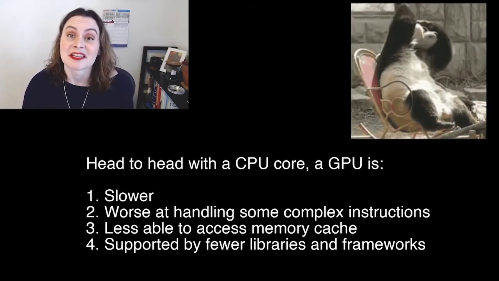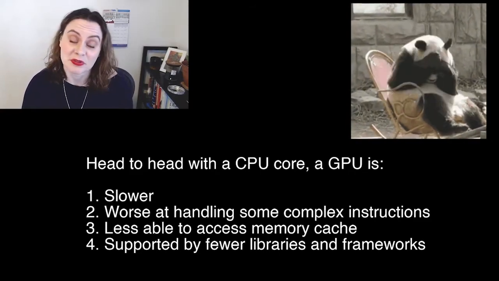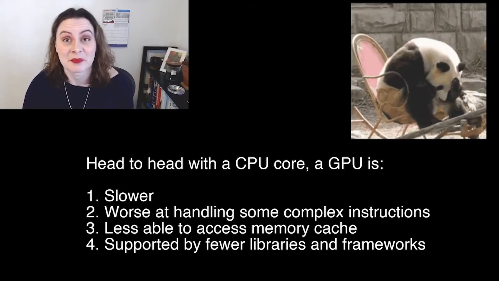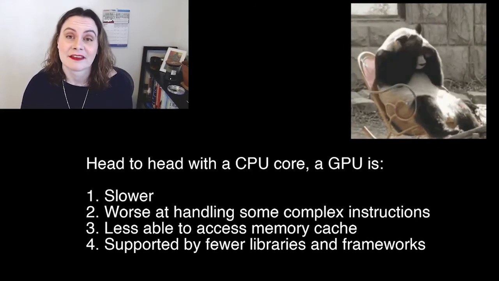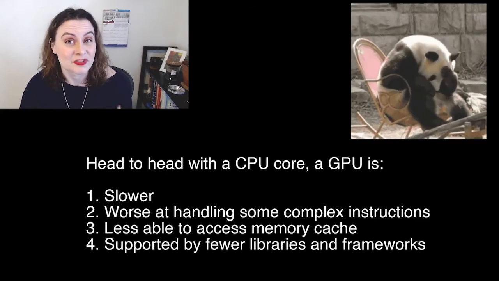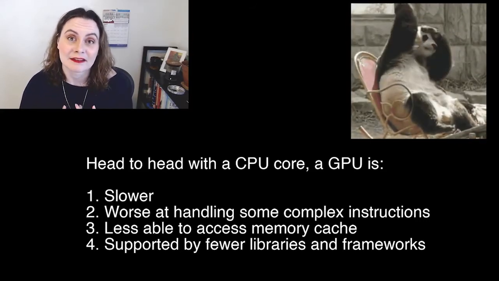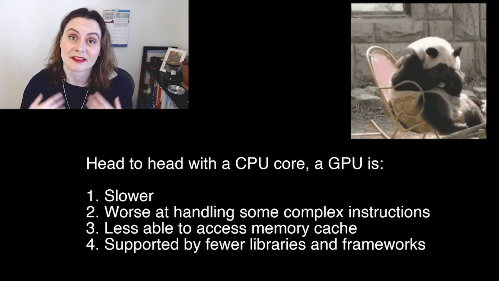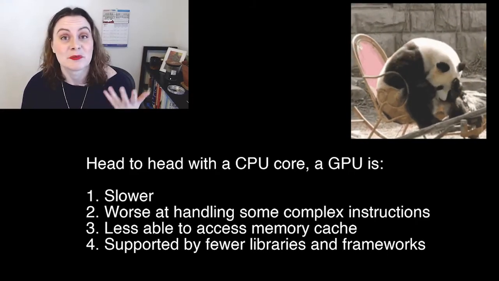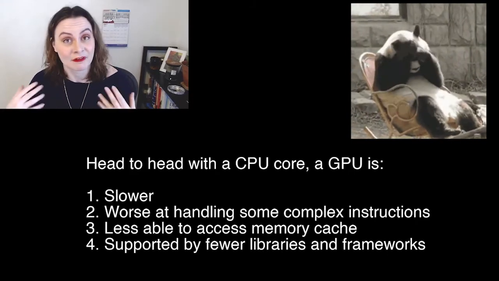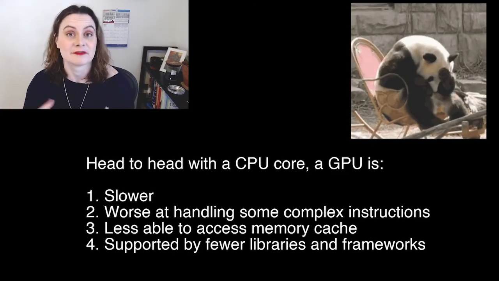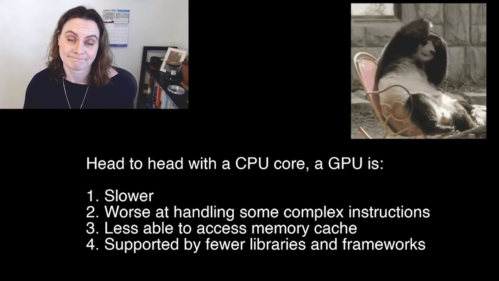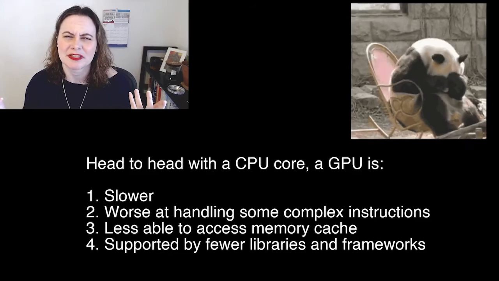GPUs are actually slower head-to-head than CPU cores. They have a harder time handling certain complex instructions. They have less access to memory caches, which can contribute to the slowness, and fewer libraries and frameworks in the programming languages you may be familiar with are actually able to run on a GPU core, partly because of the added complexity of the hardware. So why are we using GPUs for anything again?